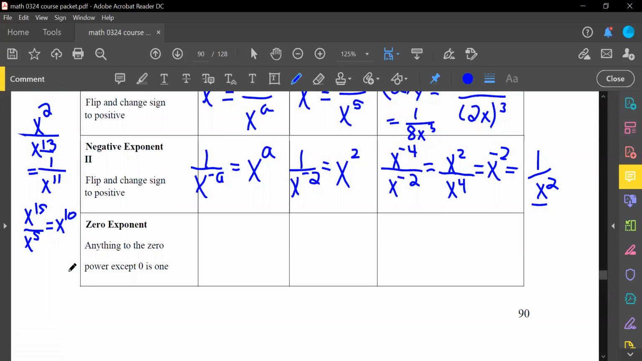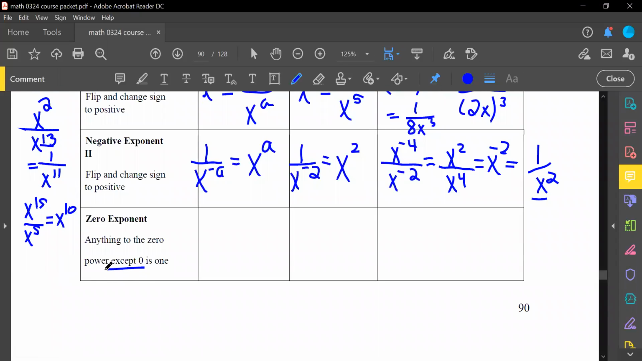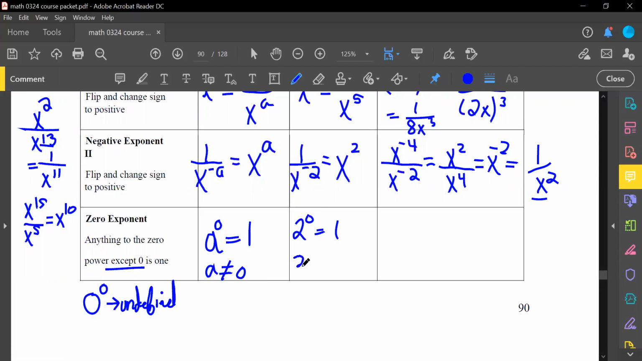Last rule. Anything to the 0 power except 0 is 1, because 0 to the 0 is undefined. If you don't believe me, plug it into your calculator, you'll get an error. All right. So anything to the 0 except 0 is 1. Okay, so it can't be 0. All right, so if I asked you what's 2 to the 0th, it's 1. What's 3 to the 0? It's 1.